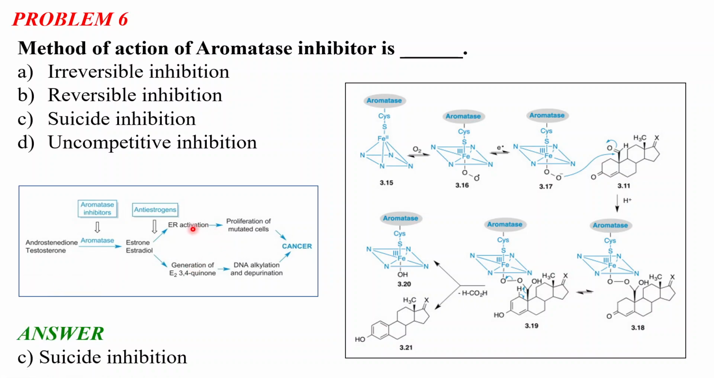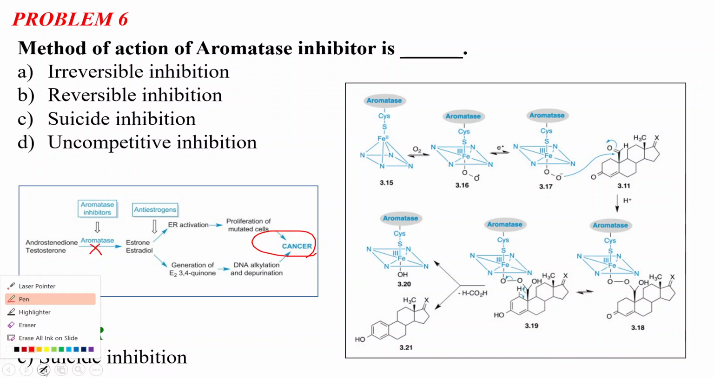The first one helps in the proliferation of the mutated cells, and the second one catalyzes DNA alkylation and depurination, which results in cancer. So the aromatase inhibitor stops this aromatase enzyme, and this reaction cycle is broken in the first step itself, so this cancer does not happen. Aromatase inhibitors are a very important class of drugs, and this is the mechanism of action. You don't need to remember it, I have just given it for your knowledge.